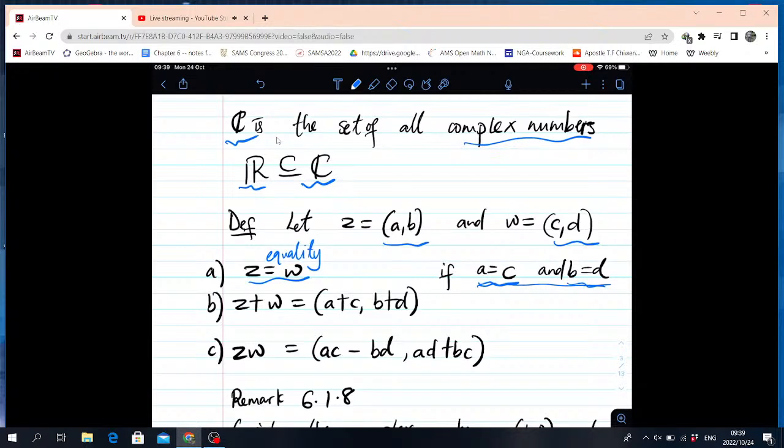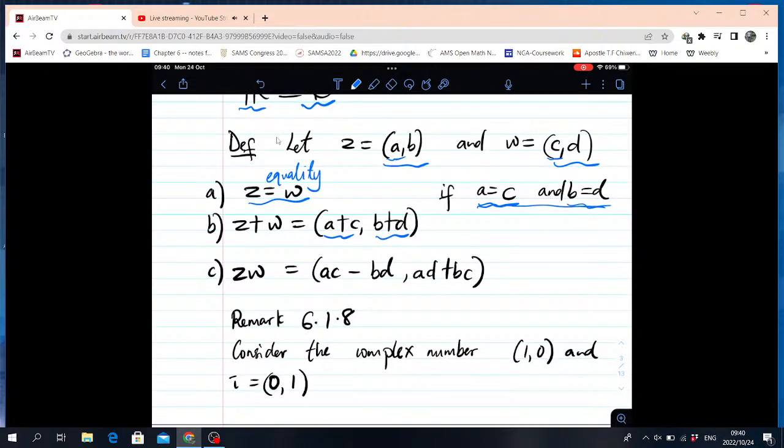And then to add, if you are to add the two complex numbers, you're just going to add the real parts and the imaginary parts. So you would have the real part of Z plus the real part of W is going to be the real part of Z plus W, and then the imaginary part of Z, which is B in this case, plus the imaginary part of W is going to be the imaginary part of Z plus W, right?